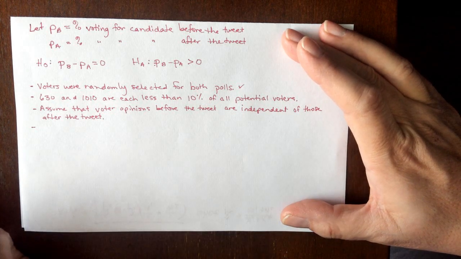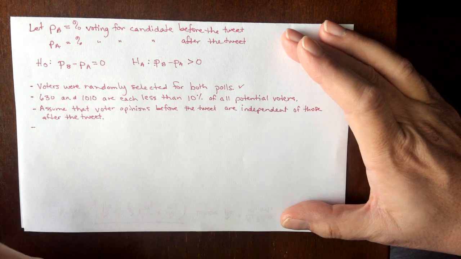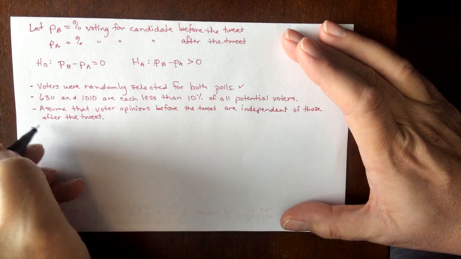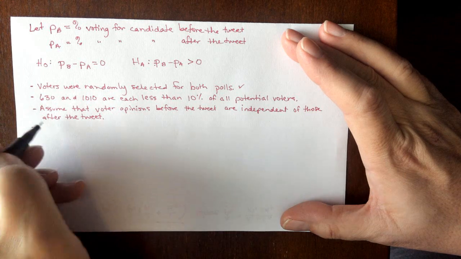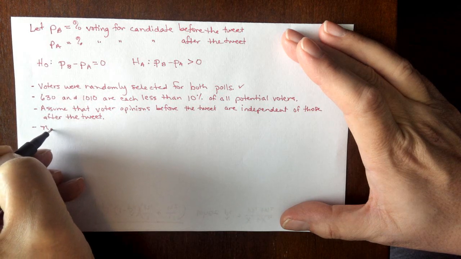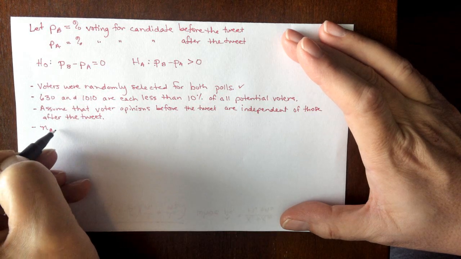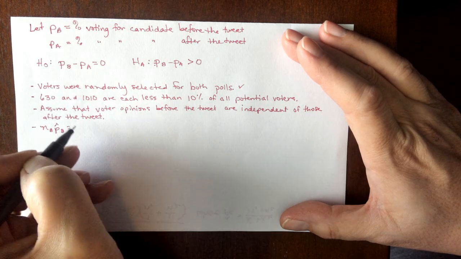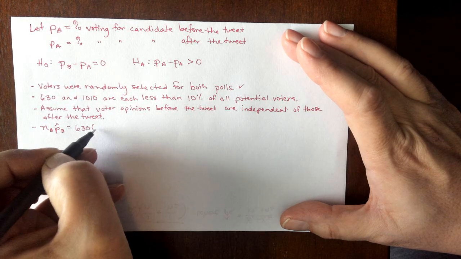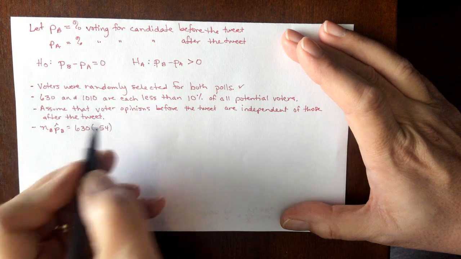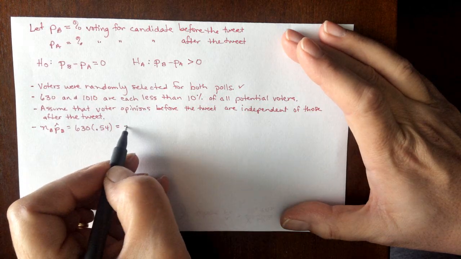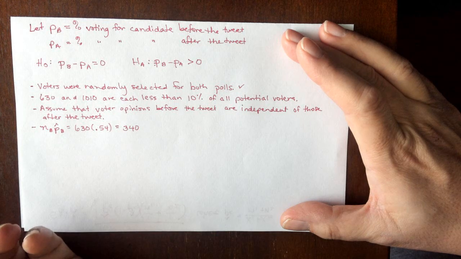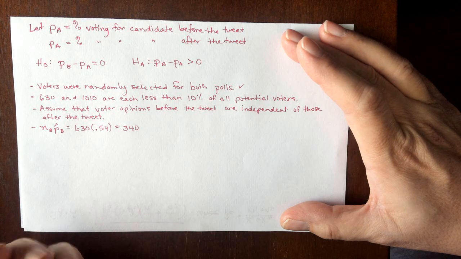This is the longest part because you have to check 4 different sets of numbers. And you need to make sure you're labeling everything. So the number before times the p hat before is equal to 630 people times the 54% who said yes. If you round to the nearest whole number, that's 340, definitely bigger than 10.